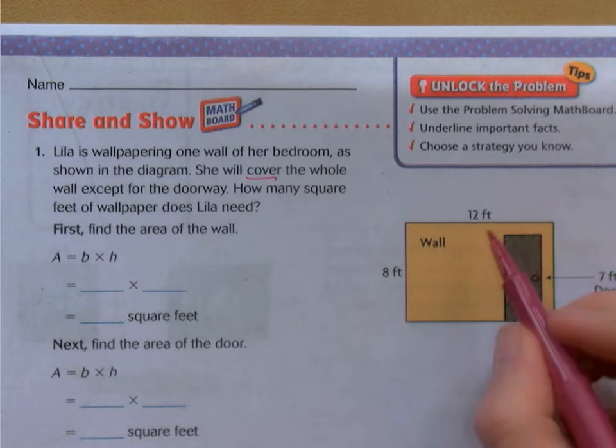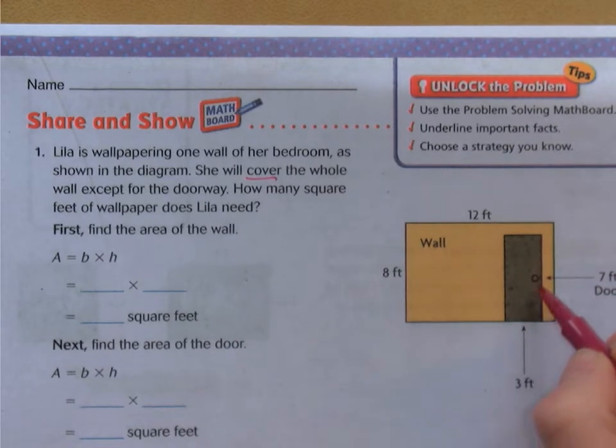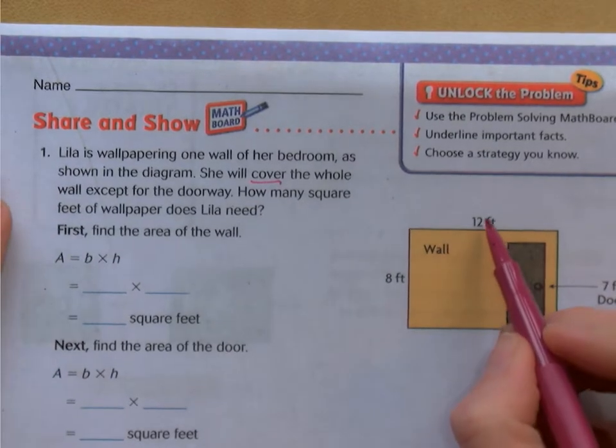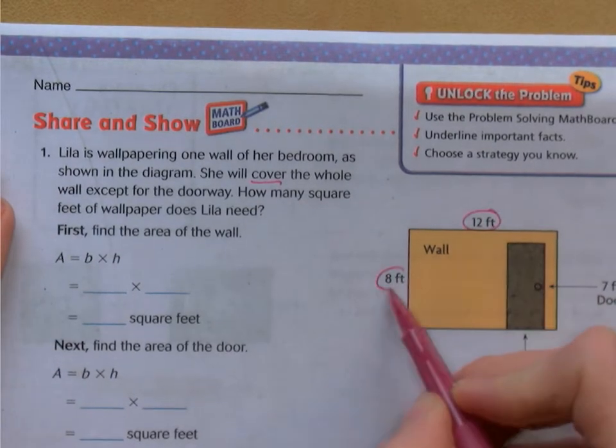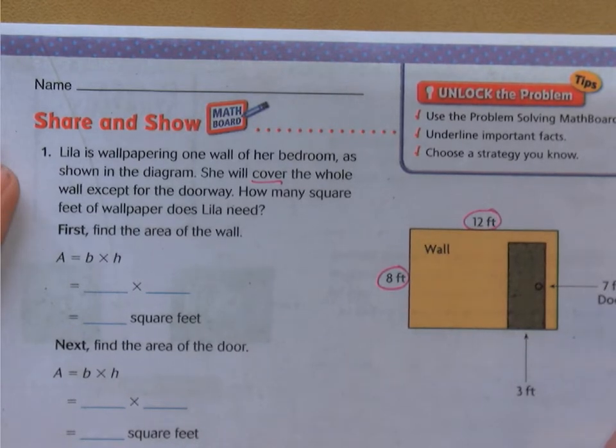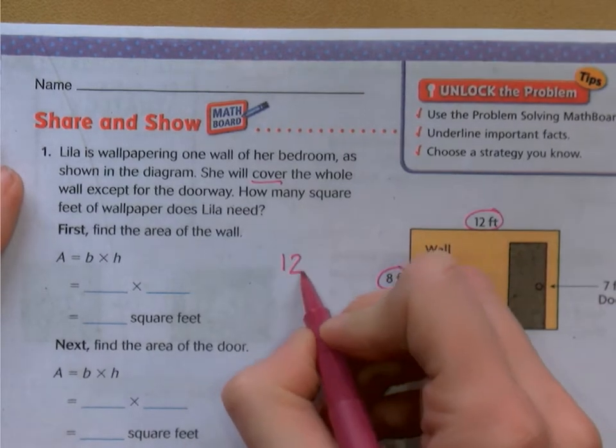So we're going to find the big area, find the little area of the door, and subtract it out. Okay. All right, the big area would be 12 times 8. Ooh, some of you might know that. If you know your facts of 12, you can skip a step, right? You already know it. 12 times 8. If not, let's do a turtle head.